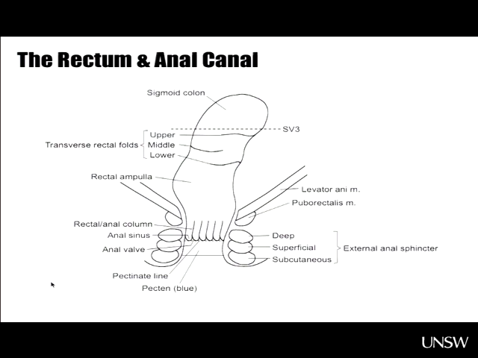Then you've got a sort of bluish region, and the reason it's so blue is because there are lots of veins in the submucosa. You're probably not in the habit of looking at anuses, but if you've ever changed a baby's nappy, you see that when a little baby sort of pouts its anus at you, you'll see the sort of blue coloration of the pecten.